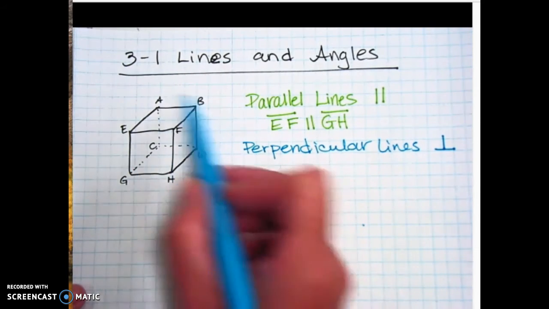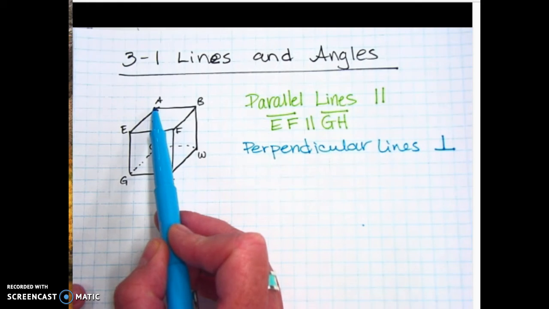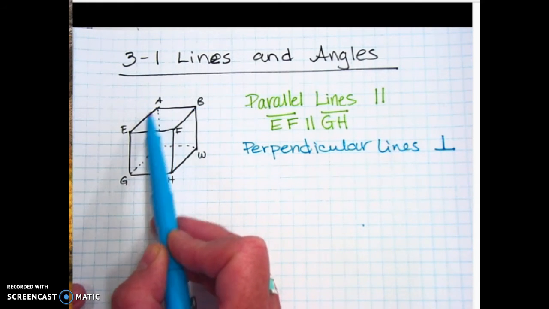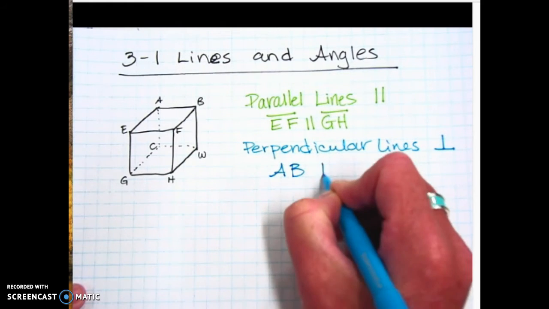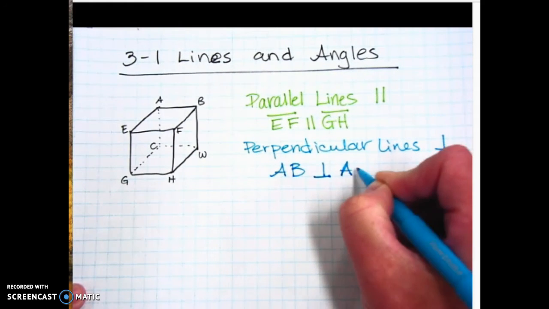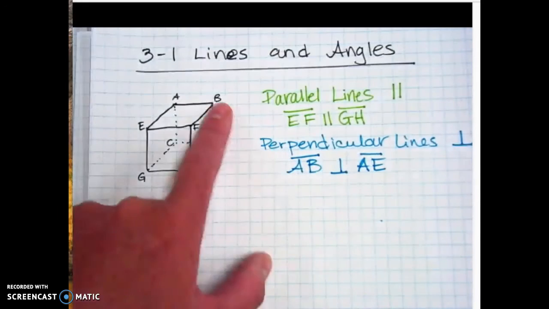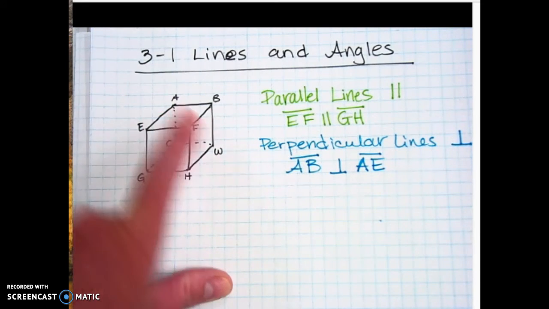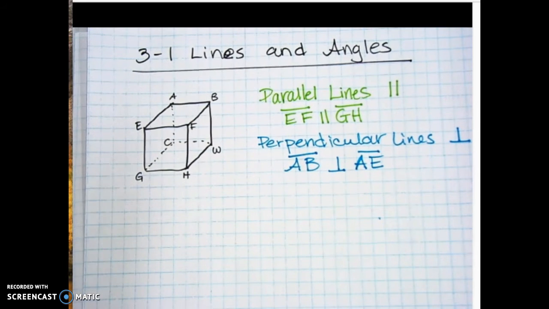So on this cube, we're going to use segment AB. We're going to say that it is perpendicular to segment AE. AB could also be perpendicular to AC. Right? We could have listed that one instead.